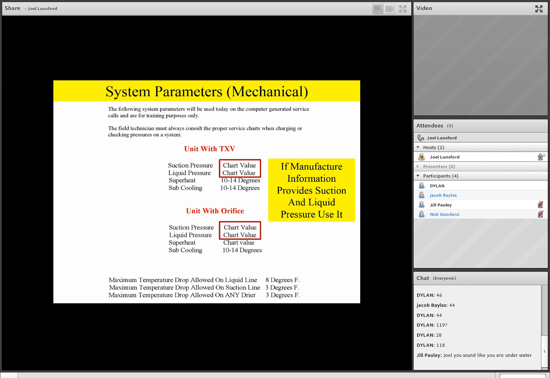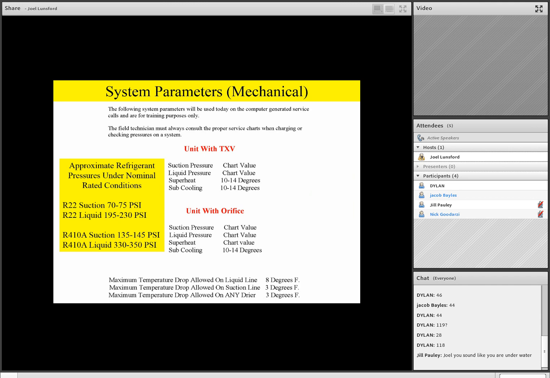However, if you don't, now this is something new that I've added to the program for our web-based training, so go ahead and make a note of this. Take a few minutes here to make a note. The approximate refrigerant pressures under nominal rated conditions for an R22 and a 410A system: under rated nominal conditions, an R22 system should be running about 70 to 75 psi on the suction. Now, again, this is just strictly for your information. This isn't dyed in the wool. This isn't something you can put a stamp on. This is just 45 years of field experience on my part.